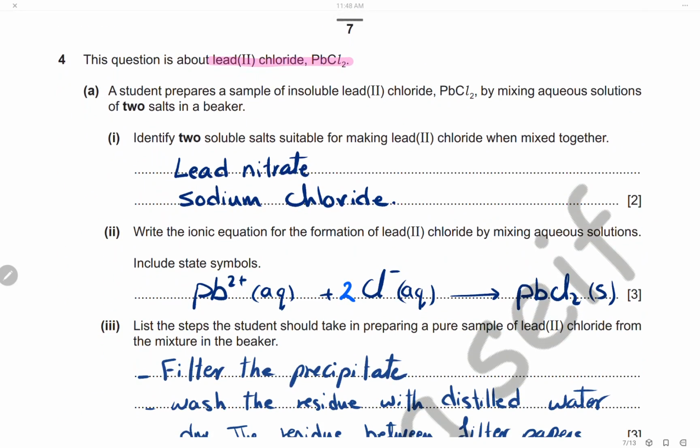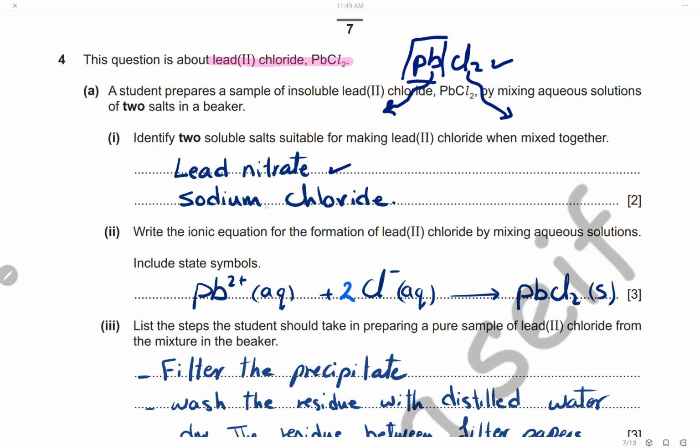Question 4. This question is about the insoluble salt lead chloride. A student prepares a sample of the insoluble lead chloride by mixing aqueous solutions of 2 salts in a beaker. Identify the 2 soluble salts suitable for making lead chloride when mixed together. Lead chloride is an insoluble salt, so to prepare lead chloride we have to mix 2 soluble salts: 1 soluble chloride salt and 1 soluble lead salt. To find a soluble salt, we can easily choose a nitrate because all nitrates are soluble. So we choose lead nitrate, which is a soluble lead salt, and another soluble salt for chloride.